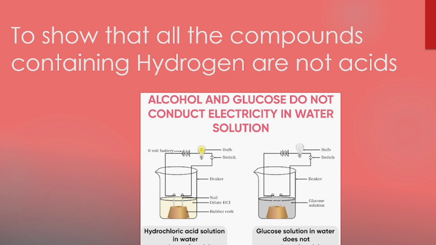That solution in the first beaker is dilute hydrochloric acid. Second is a glucose solution. Both are substances containing hydrogen. Now once we switch on the switch, electricity starts passing, and you can see that only in hydrochloric acid the bulb glows, whereas in the glucose solution the bulb does not glow. Is there any reason for that?